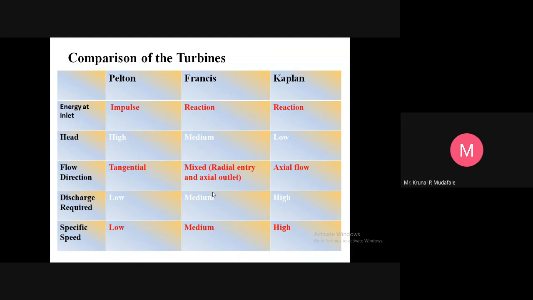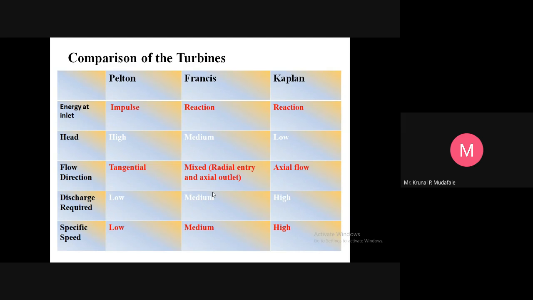If I am talking about the Pelton turbine, Francis turbine, and Kaplan turbine, what are the different parameters? The energy at the inlet is, as I told you, impulse energy for the Pelton, and reaction energy for the Francis and Kaplan turbine, right. If I am talking about the head, the head is high for the Pelton turbine as compared to the Francis and Kaplan turbine. It is medium for the Francis, and low for the Kaplan turbine.